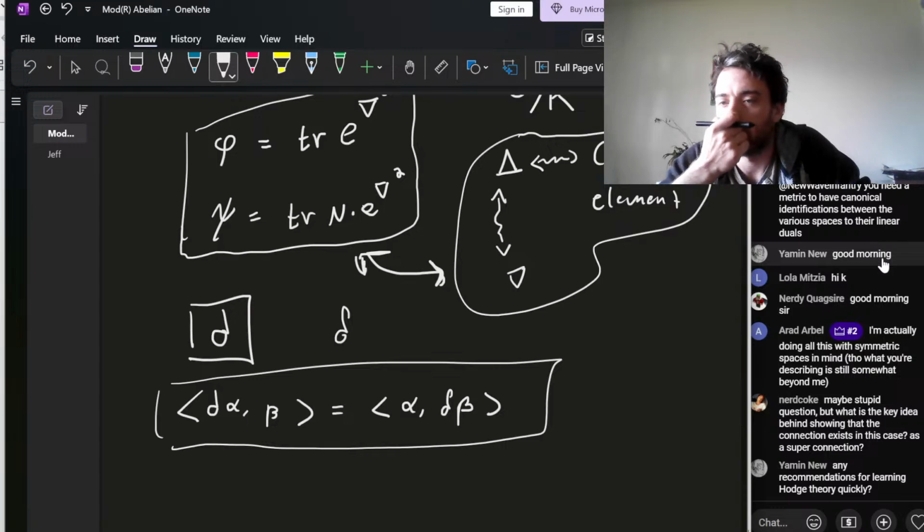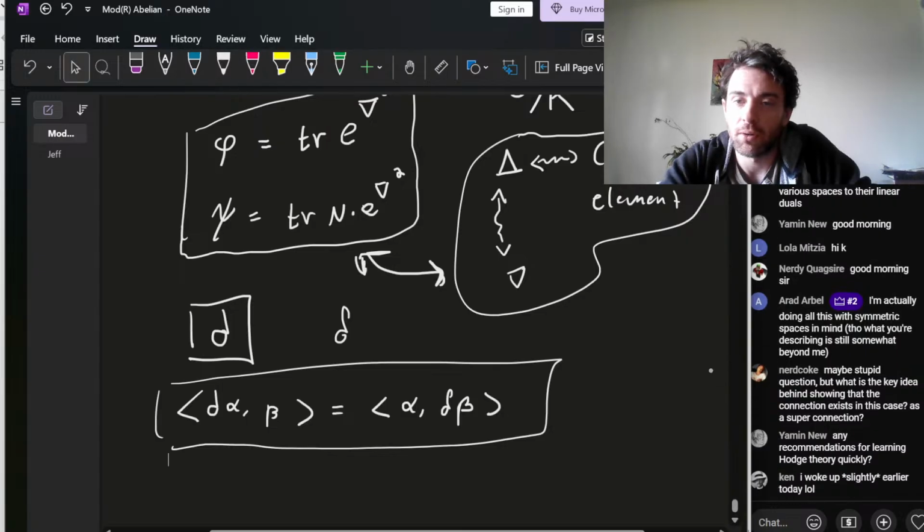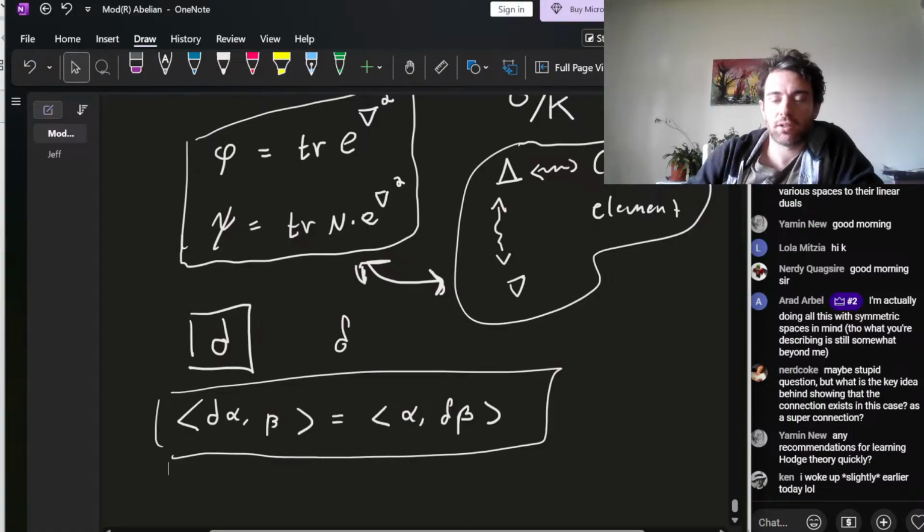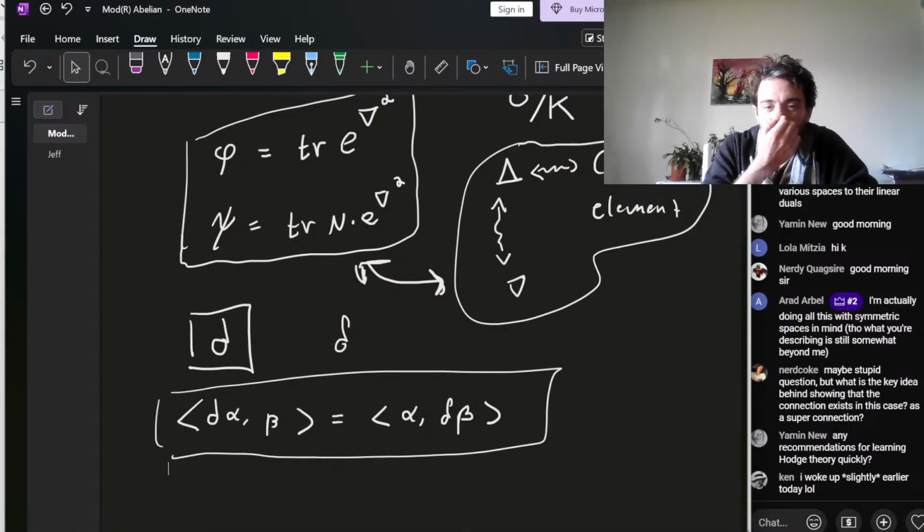You're actually doing all this stuff with symmetric spaces in mind. Oh, interesting. A Rod Kristaps collab in the future.